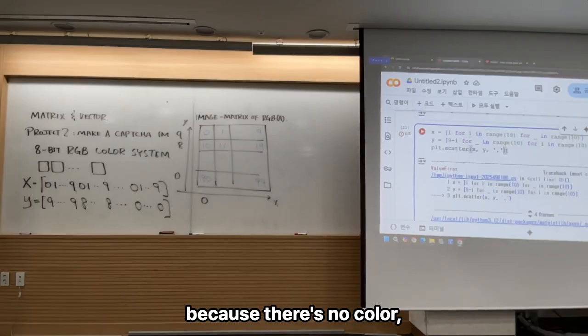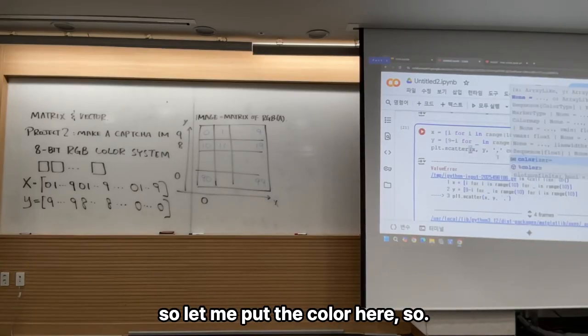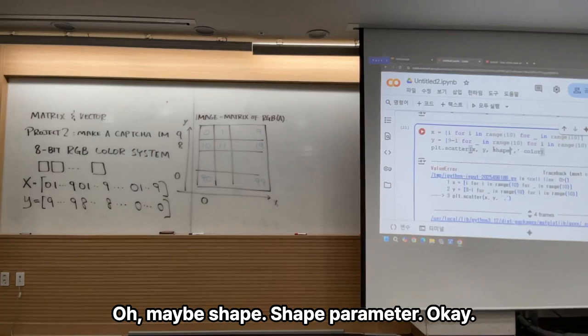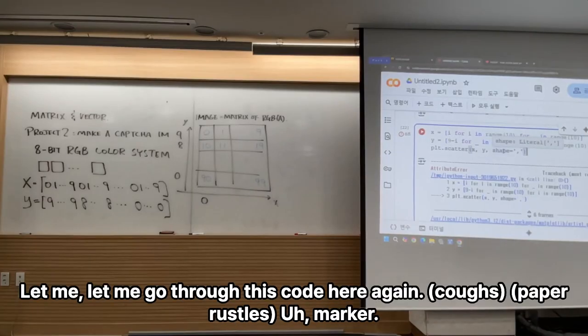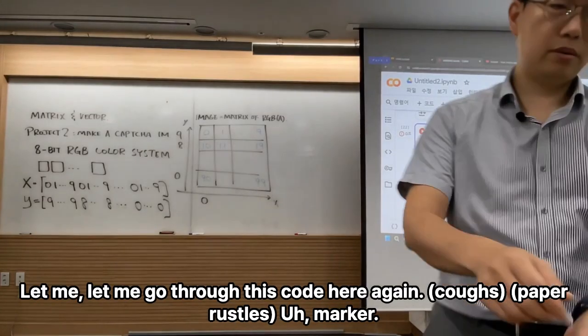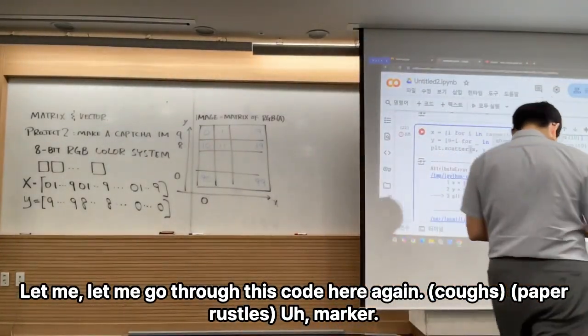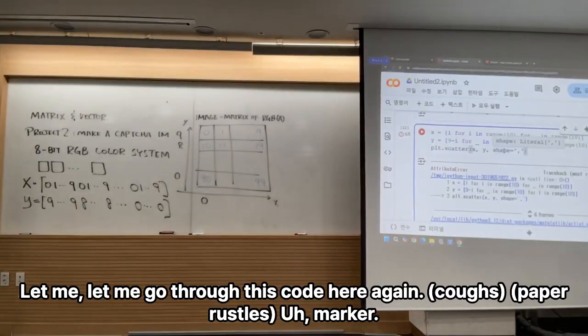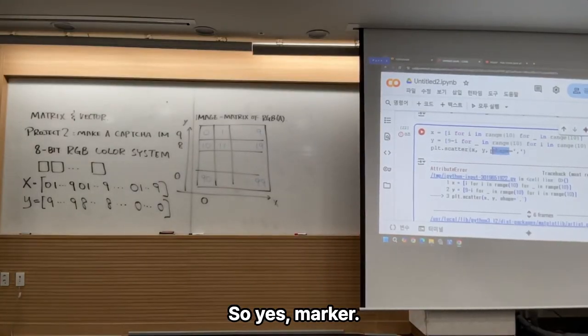I think there may be a problem because there's no color. So let me put a color here. Oh, maybe the shape parameter. Okay. No, I forgot this. Let me go through this code here again. Marker. So yes, marker.